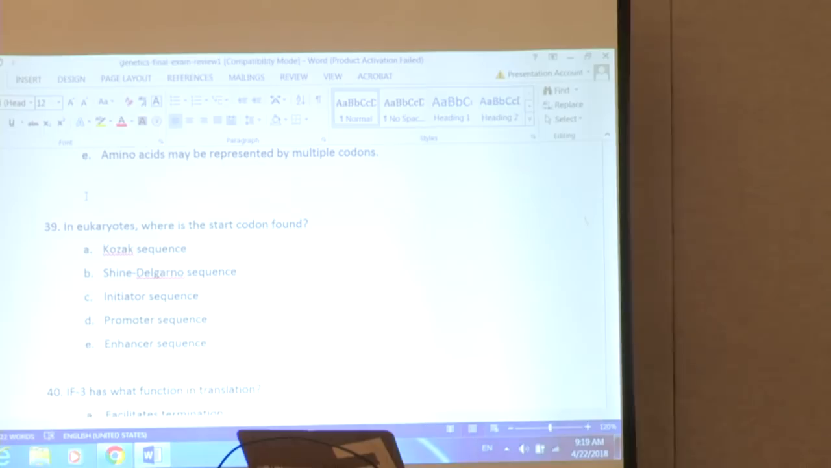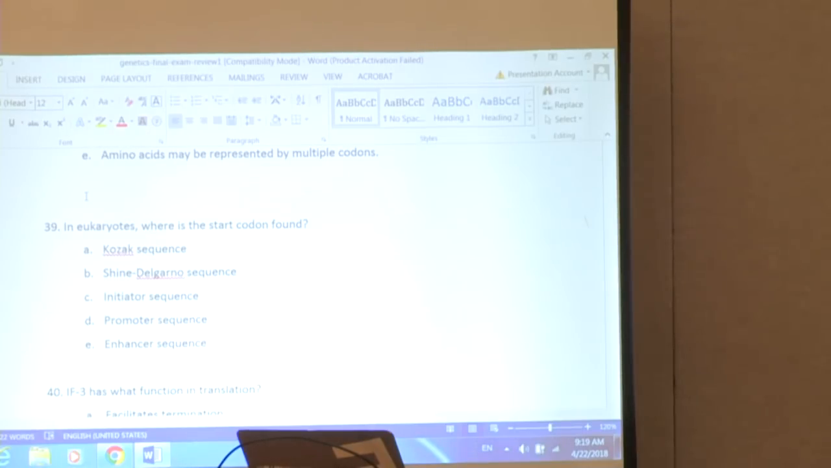So in eukaryotes, where can I find the start codon? A, yeah, really good. So the Kozak sequence. Once again, this is one of the things for exam 4 where you kind of just have to look out for, okay, is this in eukaryotes or prokaryotes? Or do they have that similar or different, right?